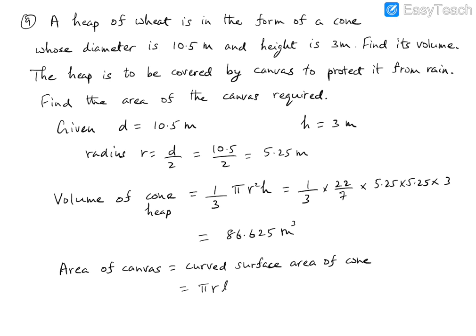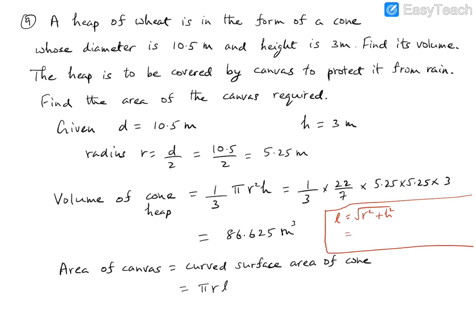Of course, we don't know what is the value of L, which is the slant height of the cone, but we do know the radius of the cone as well as the height of the cone. So from the radius and height, we can calculate the slant height L. Let's write down the formula. I'll just write it in a separate box over here. So the slant height L is square root of r square plus h square.